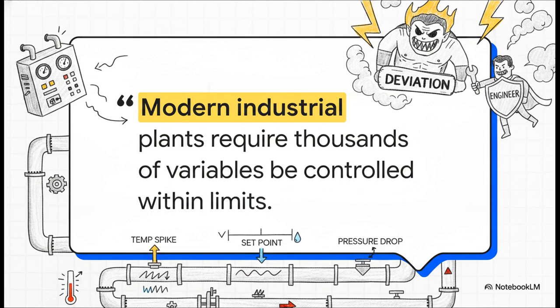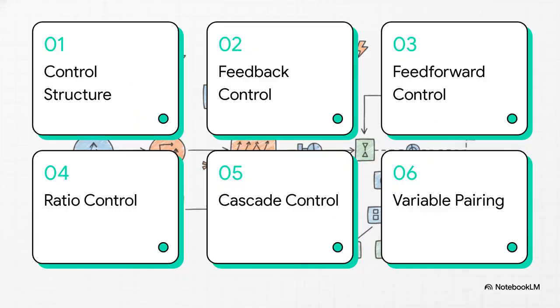Why? Well, because in industrial engineering, we are constantly battling this one recurring villain: the deviation from the set point. When temperatures randomly spike or pressures suddenly drop, things go wrong, fast. So our goal today is to learn exactly how engineers fight back against that villain. All right, let's dive into this. Here is our roadmap for this explainer. First, designing the structure, then feedback control, feed-forward control, ratio control, cascade control, and finally, variable pairing.